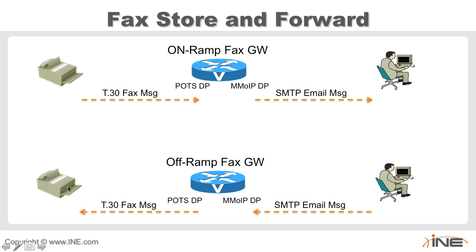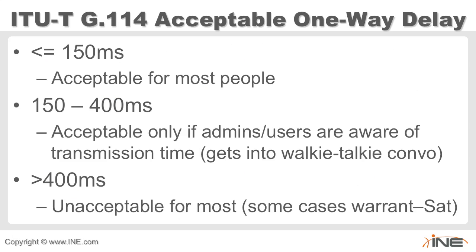And I actually lied. There are two more slides and then we're done. So I want to talk about real quick the ITU-T G.114 spec, which talks about acceptable one-way delay or latency. Before in CCNA, we had mentioned that less than or equal to 150 milliseconds is what we want for one-way delay. This is what's defined in the G.114 spec as acceptable for most people.